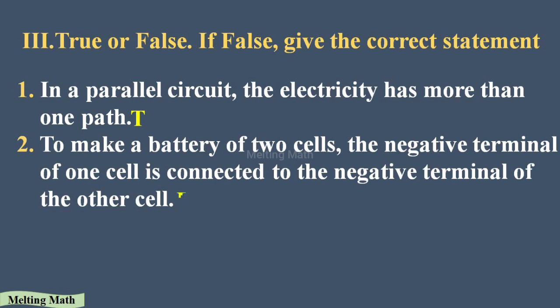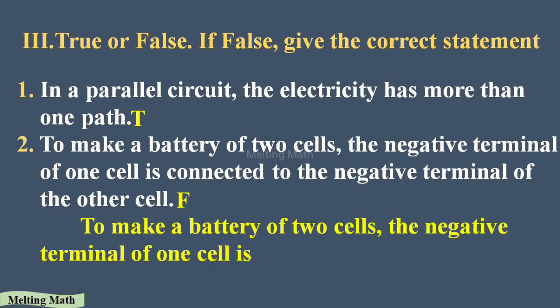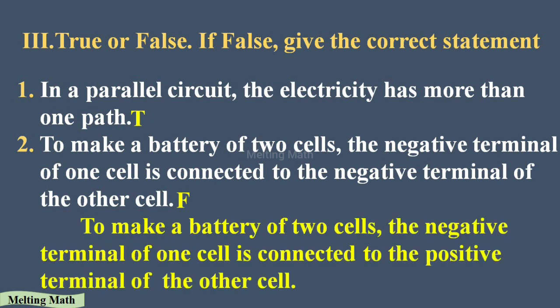Definitely it's false, because to make a battery of two cells, the negative terminal of one cell is connected to the positive terminal of the other cell. So this is the correct way. We already discussed this in the previous video also. Please watch that previous video. We have to arrange the cells in the opposite terminals to get the flow of electricity. Okay, so this is the correct one. So second one is false. Let's see the third one.